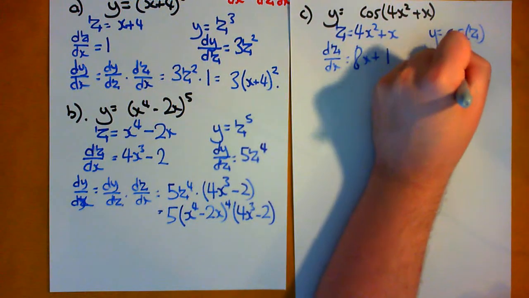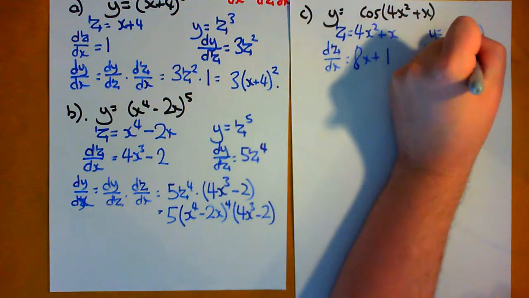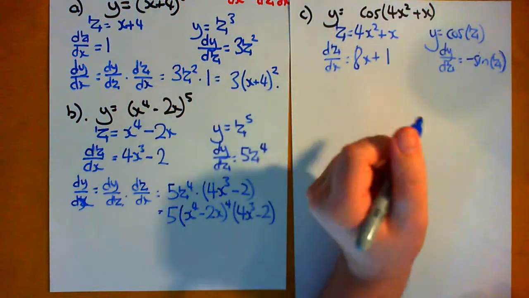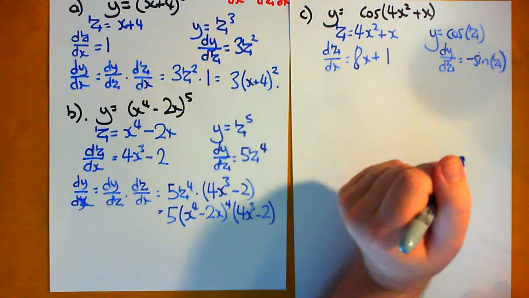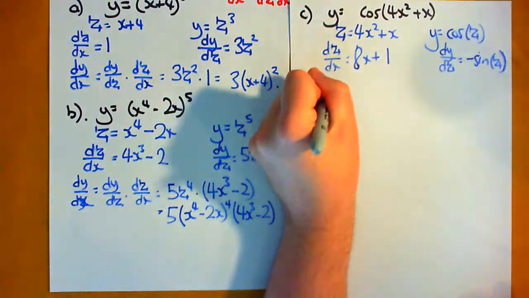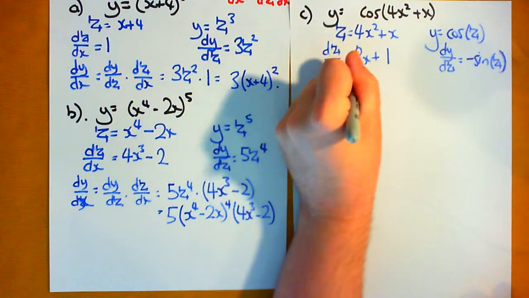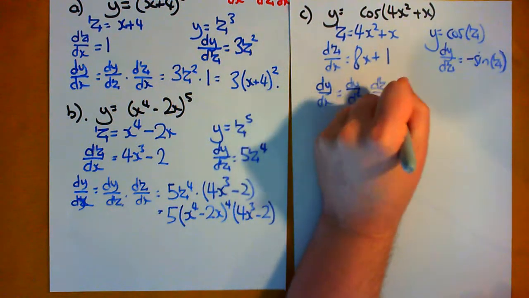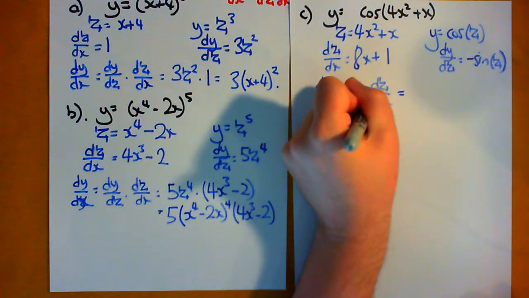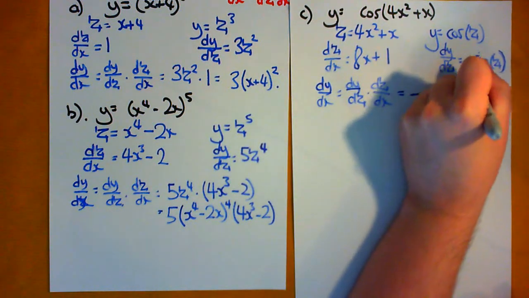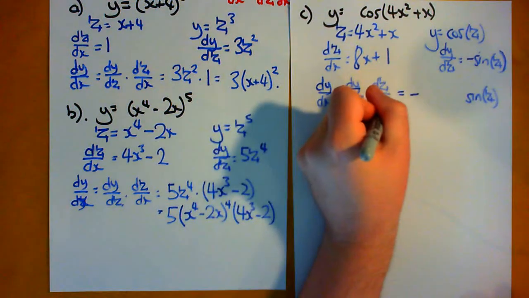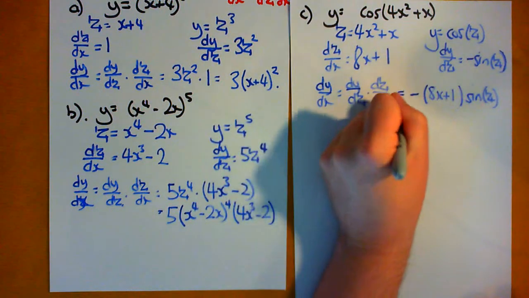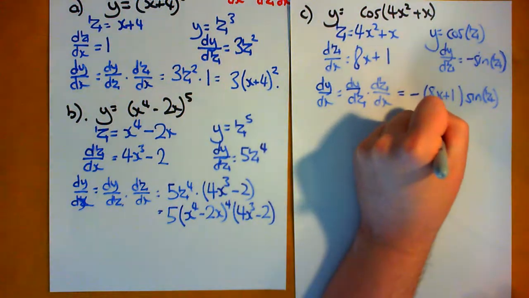Differentiate cosine, that differentiates to negative of sine. Derivative of cosine is negative sine. So we get dy by dz is negative sine of z. Okay, so we get dy by dx equals dy by dz times dz by dx, which is negative sine of z multiplied by dz by dx, which I'll write first, and remember to put it in brackets. So we've got negative of 8x plus 1 sine.